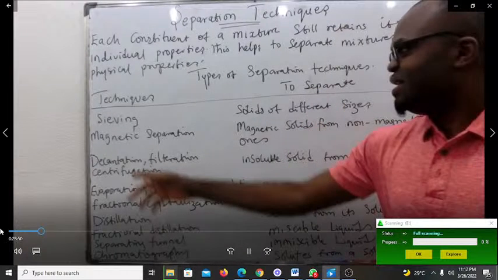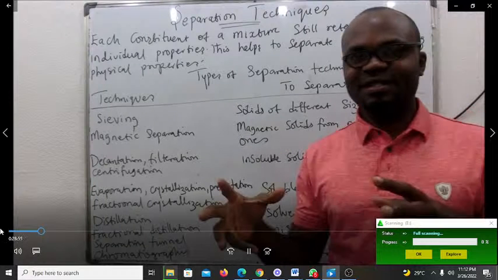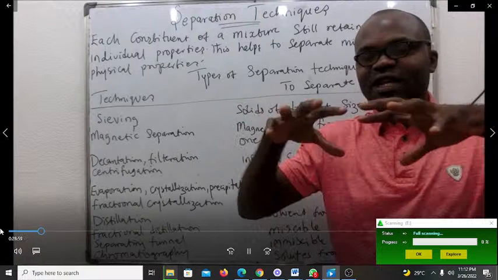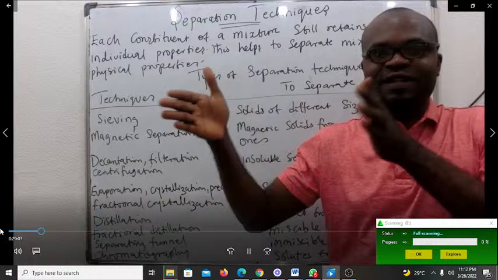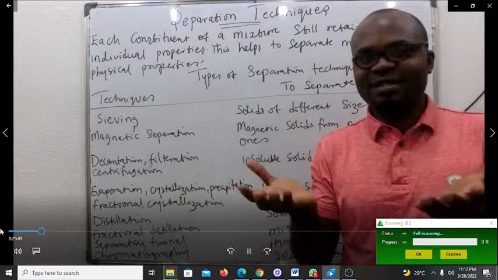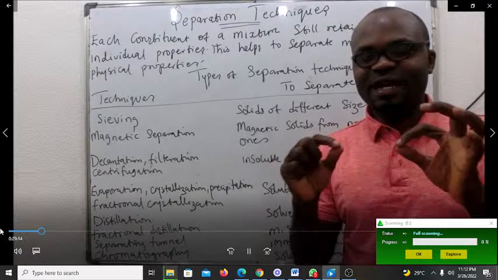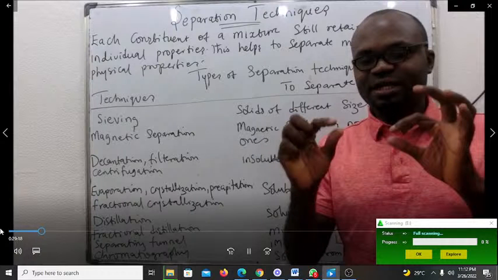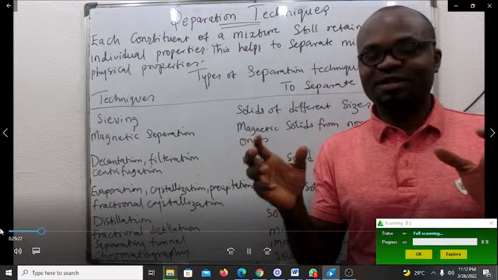Sieving. When you have solids of different sizes, like sand of different sizes, you have to sieve. If you want to collect a specific sand size from the other one, you have to sieve it out to get the size that you need. If you have your rice and it's contaminated with stone, and the stone and the rice have different sizes, and you want to separate, you use sieving.